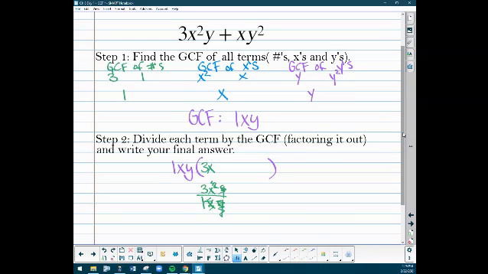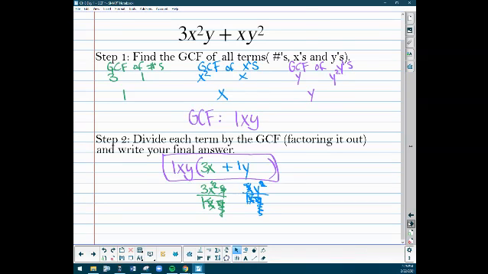Okay, next part is doing xy squared divided by my GCF, 1xy. Okay, x divided by x is going to cancel out. Y squared, one of those is going to cancel with the 1 on the bottom, leaving me with just y. So I can write 1y or I can write y, whichever makes the most sense to you. But this is how we would write our final answer.